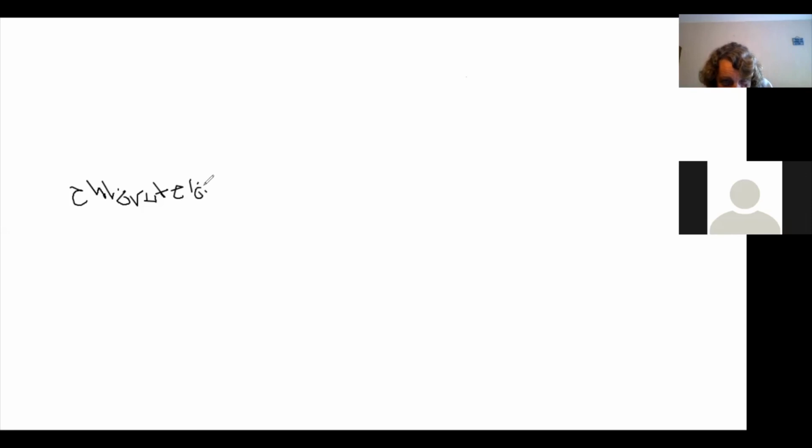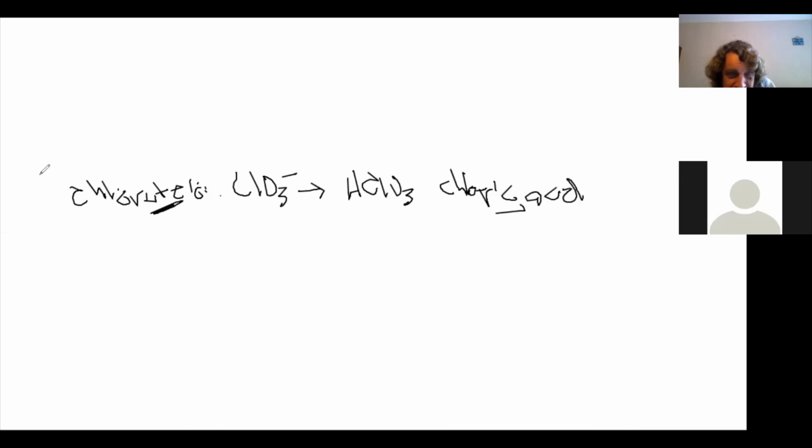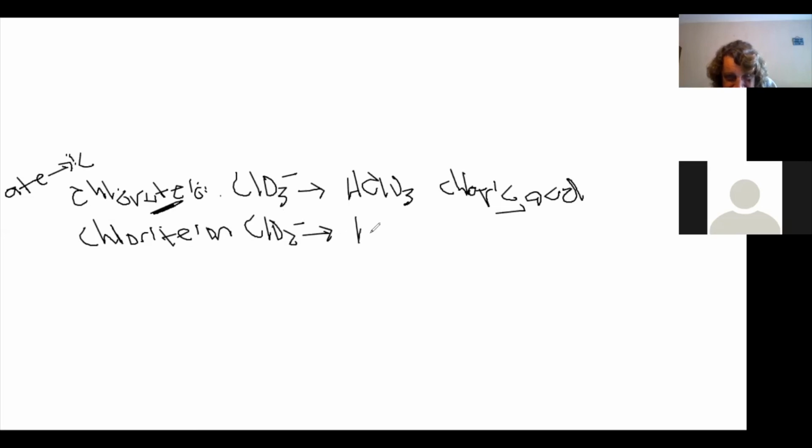So we know that chlorate ion is ClO3 minus. So if we add H plus to that, then now we have an acid. This one would be chloric acid. So ate changes to ic. So ate becomes ic. And then the other rule is for the ous's, for the ites. So chlorite ion is ClO2 minus. If we add hydrogen to that, we form an acid, HClO2, and this is going to be chlorous acid.